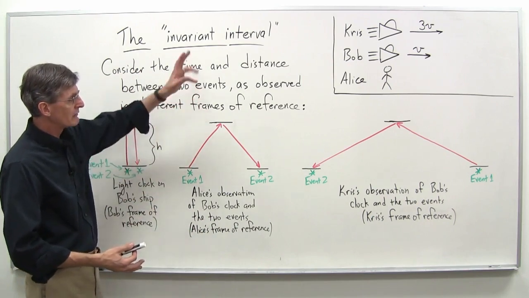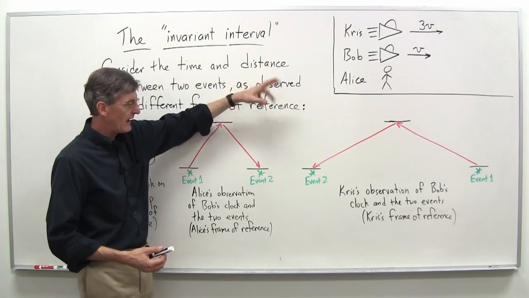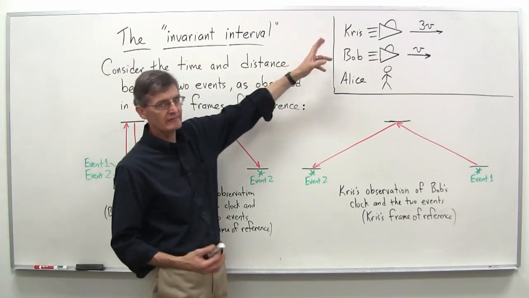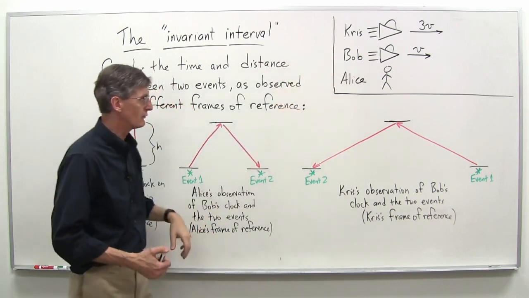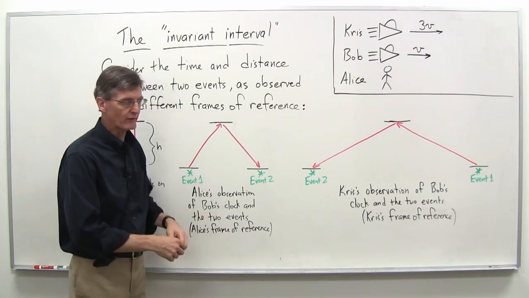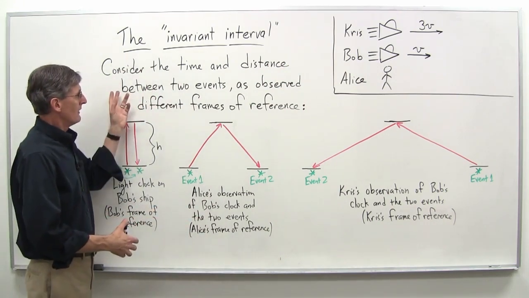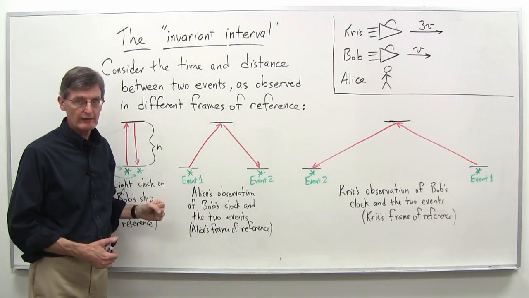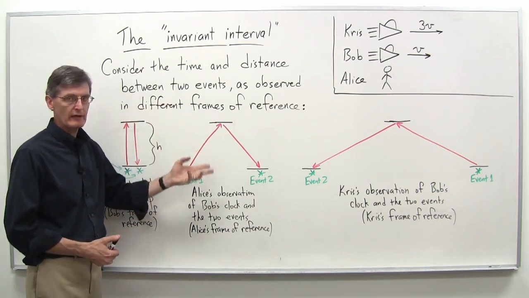We've got Chris and Bob and Alice, and we're not using C for Chris but K, because we don't want to get it mixed up with C for the speed of light. That's the only reason there. So we're going to consider the time and distance between two events as observed in different frames of reference.